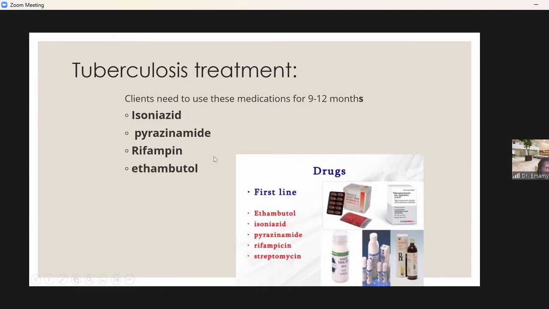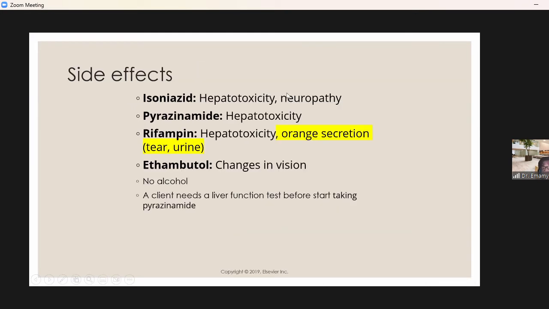your liver function. Isoniazid should be given with a vitamin B6 supplement. Why? Because isoniazid interferes with the absorption of vitamin B6, so the patient may develop neuropathy. So the side effects of isoniazid are hepatotoxicity plus neuropathy. To prevent neuropathy with isoniazid, you should give your patient a vitamin B6 supplement.